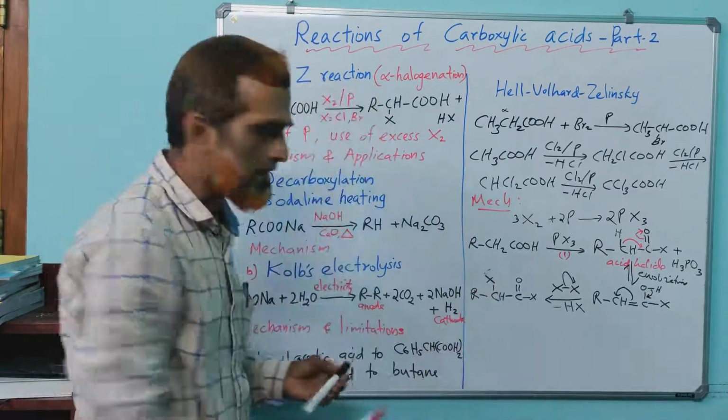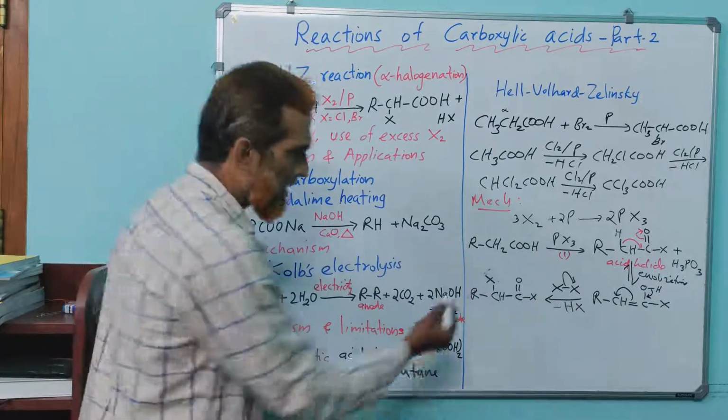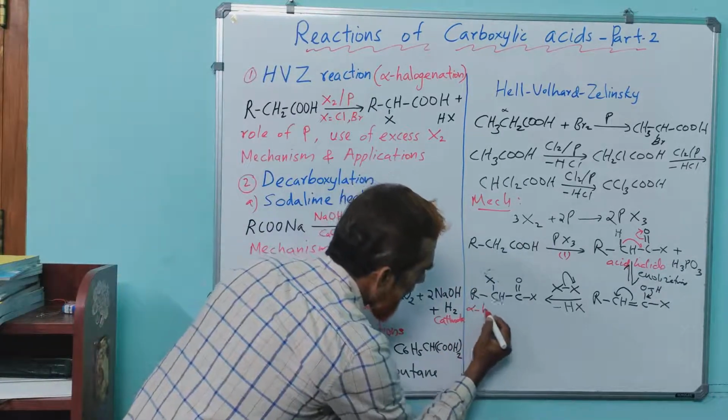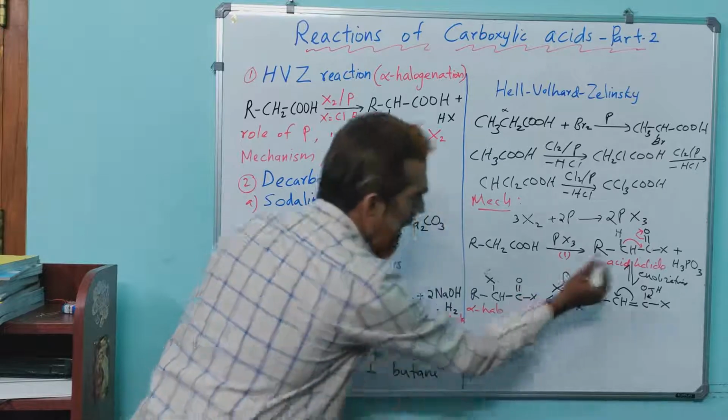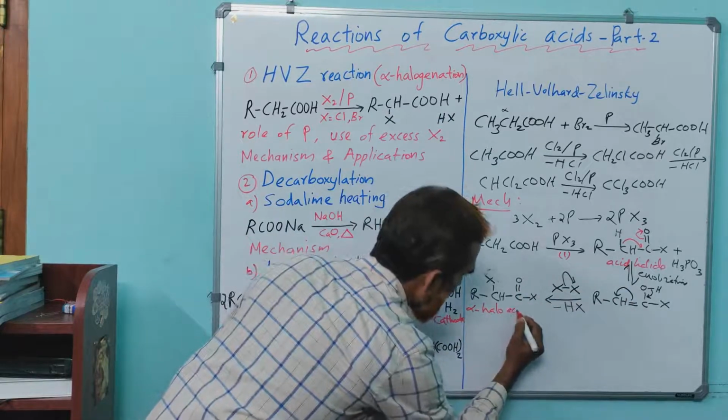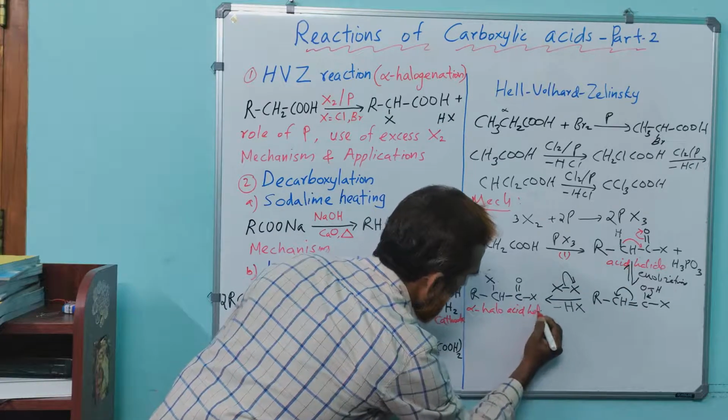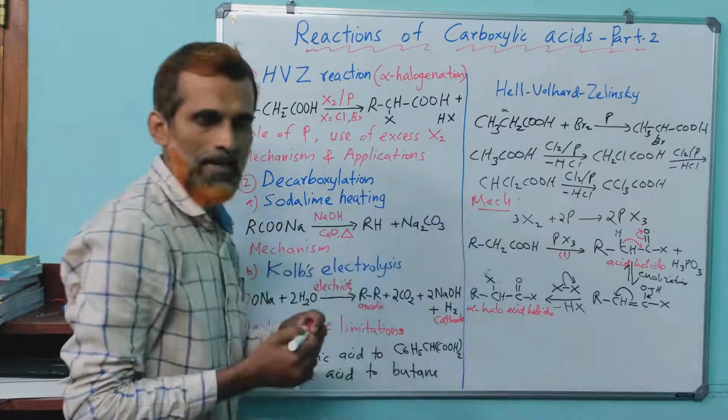What is this? This is an intermediate, not the product. What is this? This is alpha halo acid halide or acyl halide. Alpha halo acid halide. Okay.